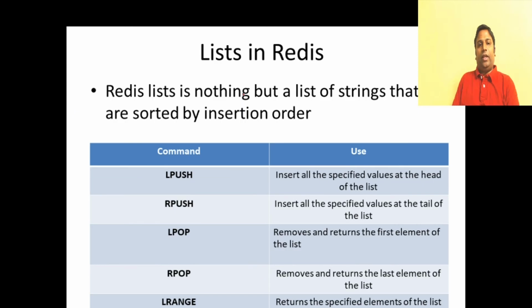Let's take a look at the next concept in Redis, lists. What is a list? A list is nothing but a list of strings. For instance, let's talk about apples, let's take oranges, and let's take mangoes. So you have a list of strings here. That becomes the list data structure. When you say a list, it's a linked list.